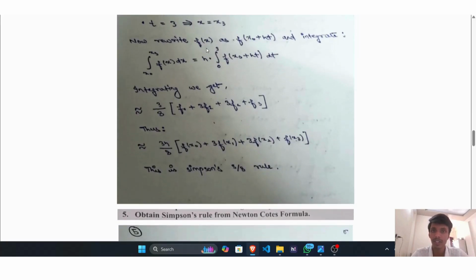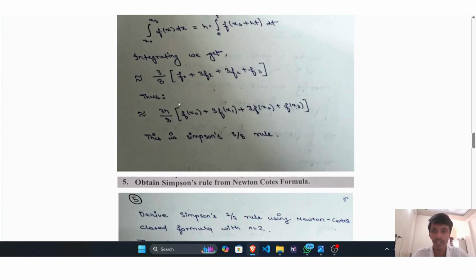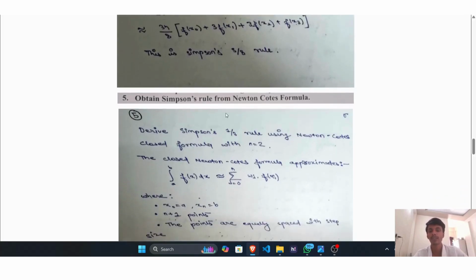We now rewrite the function f(x) as f(x0 plus ht) and integrate h times the integral from 0 to 3 of f(x0 plus ht) dt. We integrate this function with respect to t. If we integrate this function, we will get 3/8 (f0 plus 3f1 plus 3f2 plus f3). If we replace the corresponding values of these f functions, we get 3h/8 (f(x0) plus 3f(x1) plus 3f(x2) plus f(x3)). This is Simpson's 3/8 rule. We have to derive it.